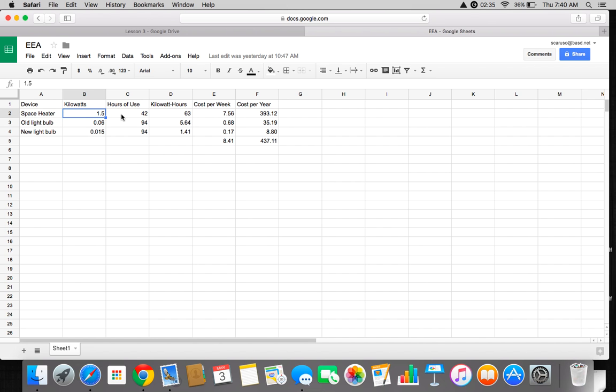But this is simply adding in your hours of use. If you measured in minutes, just divide minutes by 60 and then round that number to a whole number or one or two decimal places. It doesn't matter.